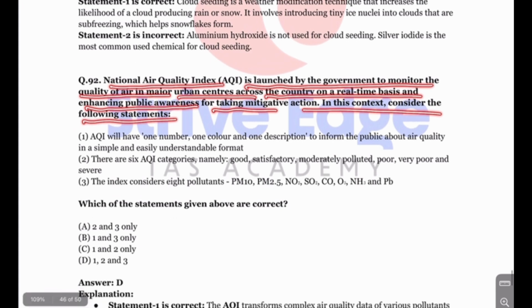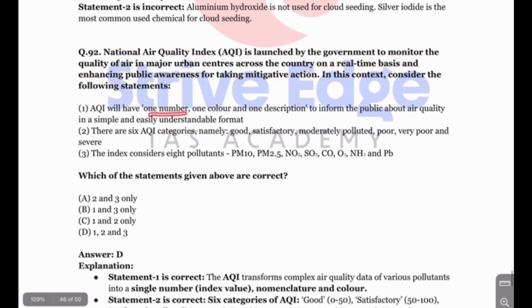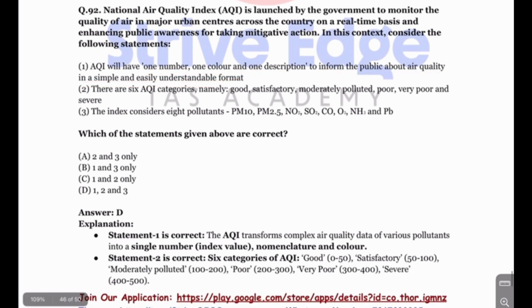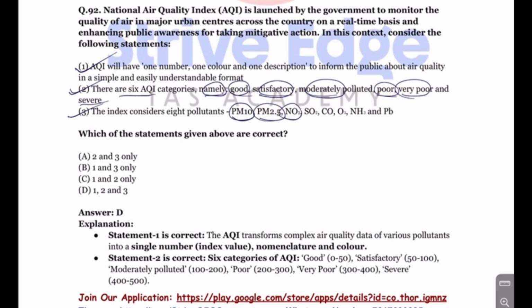AQI will have one number, one color, one description to inform the public about quality of air in a simple, easy, understandable format. Yes, this statement is right. The 6 categories, namely good, satisfactory, moderately polluted, poor, very poor, severe. Yes, it's also right. The index considers 8 pollutants: PM 2.5, PM 10, nitrous oxide, sulfur dioxide, carbon monoxide, ozone, then NH3, Pb. Yes, this is also right. So answer is D. So it measures all the pollutants.